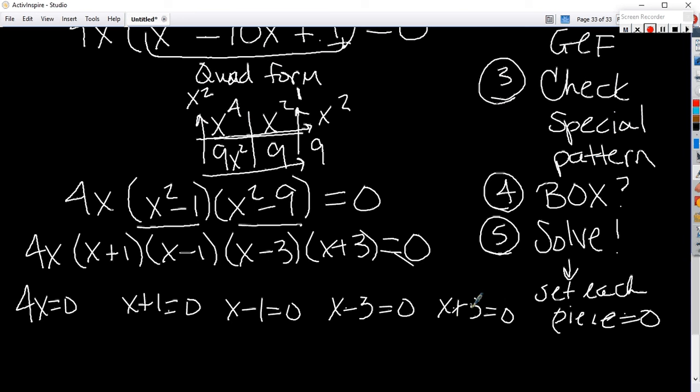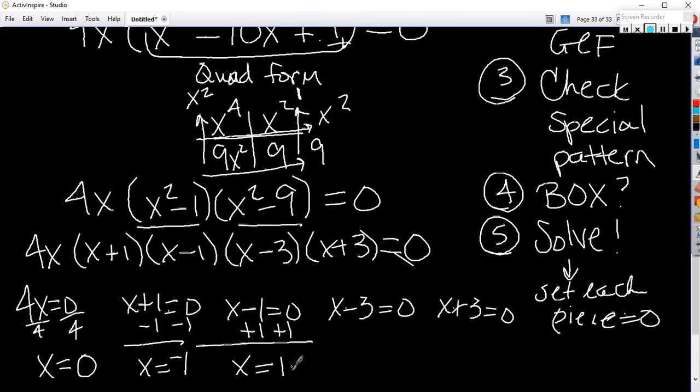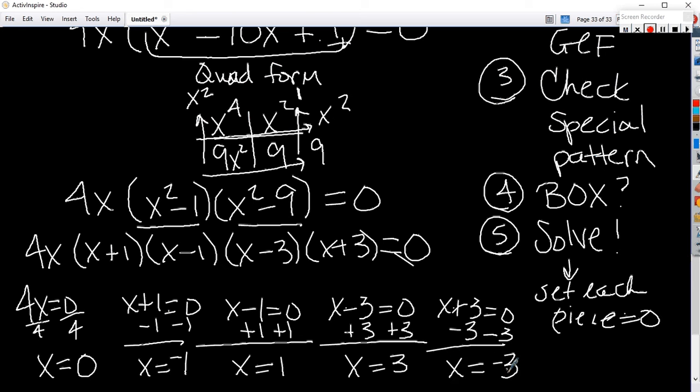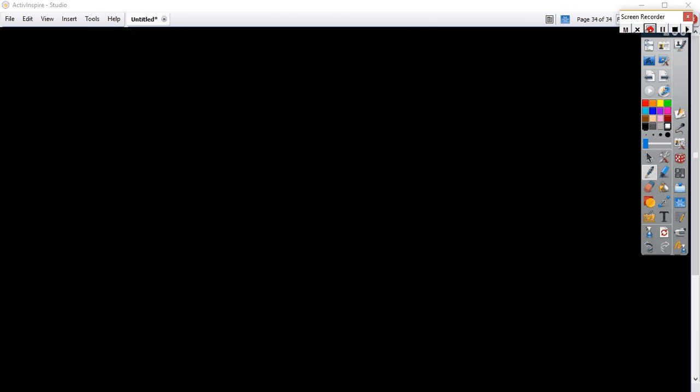Alright, I got all this down, now what? You got each one to 0? Yep. Alright, so if I divide by 4... wait, am I supposed to do 0 equals 0? No. So x equals, subtract 1, add 1, add 3, subtract 3. So now we have all of our x. Yeah, we do, if you do it right.